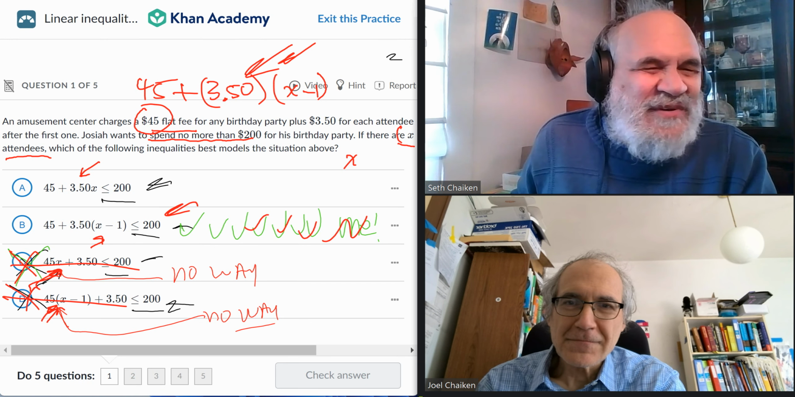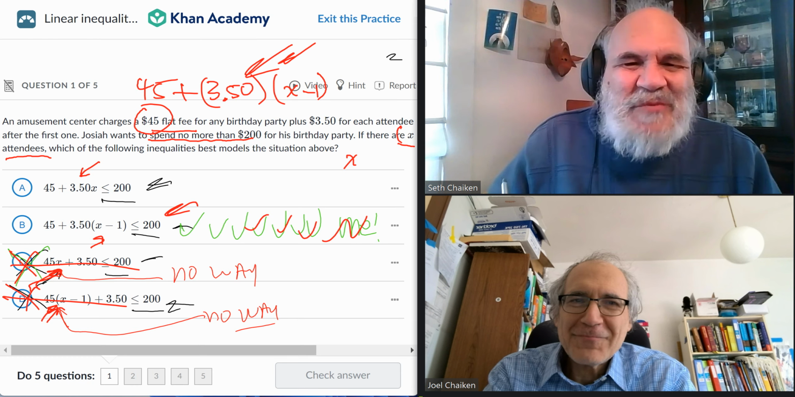No, but you can argue that it doesn't say that he's going to spend... that all of the money that he spends is what's charged by the center. Just what are you talking about? What are we making?